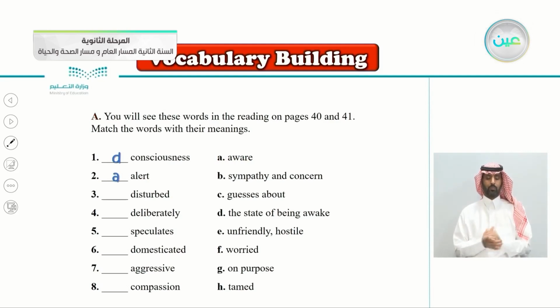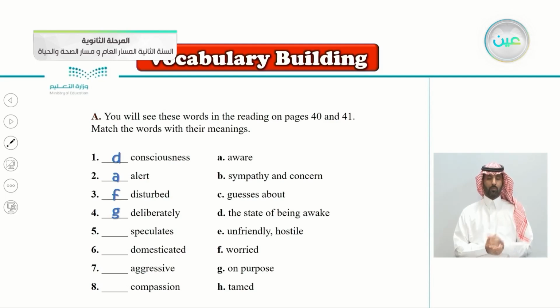To disturb someone. What is it? What does it mean to be disturbed? Yes, very good. It goes with the letter F. Worried. To be disturbed, to be worried. When you say that this news really disturbed me, it really had me worried. Number four, deliberately. Very good. It goes with the letter G, on purpose. You meant to do that. Someone meant to do something on purpose.